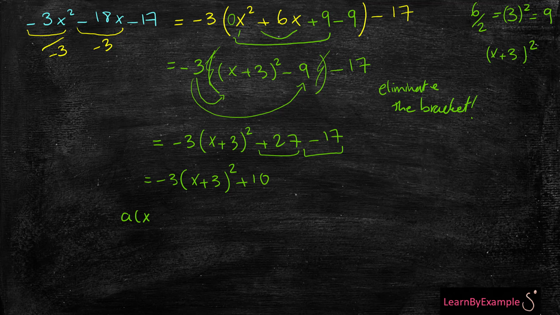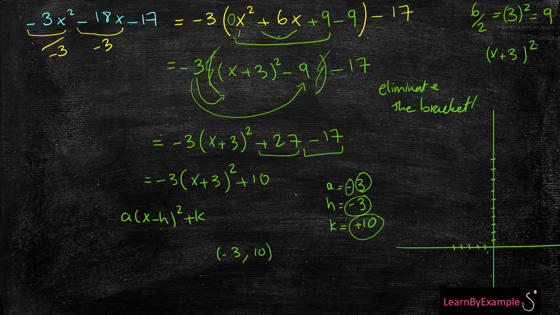Now, if I were to compare it to my actual original equation, I will have my a as -3, h as -3, and my k as a positive 10, which means that I'm going to stretch it vertically by a factor of 3. I'm going to flip it on the x-axis. I'm going to move it to the left 3 units, and I'm going to move it up by 10 units.